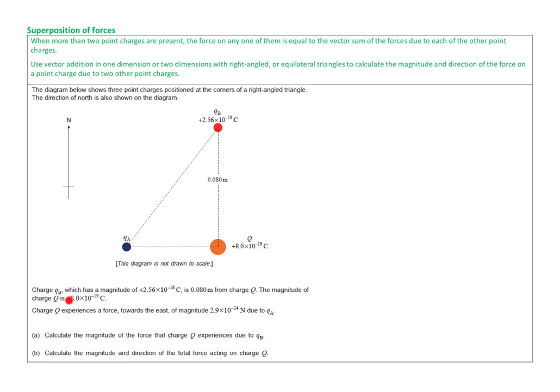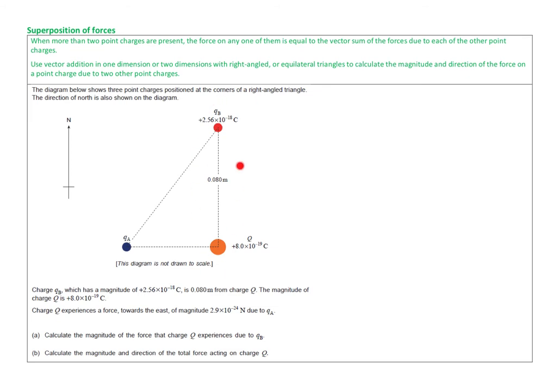The magnitude of charge Q is 8.0 times 10 to the minus 19 coulombs. Charge Q experiences a force towards the east of magnitude 2.9 times 10 to the minus 24 newtons due to QA. So it's not telling us the size of QA, but it's telling us the force. And first we need to calculate the magnitude of the force the charge experiences due to QB.